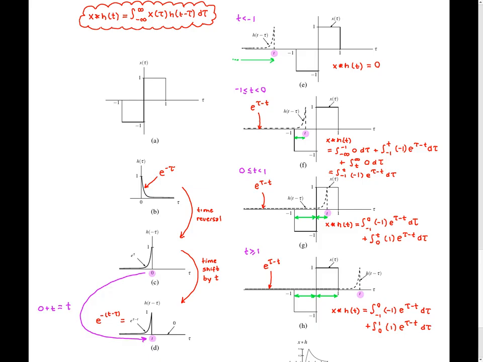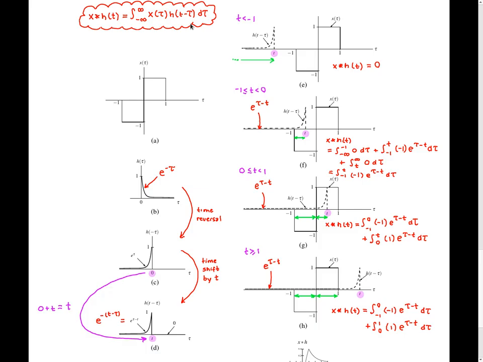So summarizing what we've done so far, we've plotted x of tau with respect to tau, and we've plotted h of t minus tau with respect to tau. And the significance of these two graphs is that these are the factors that appear in the integrand here. We have x of tau as the first factor, and h of t minus tau as the second factor. So in the next stage of convolution, we're going to use these two graphs to help guide us in computing the convolution, in other words, computing this integral here.